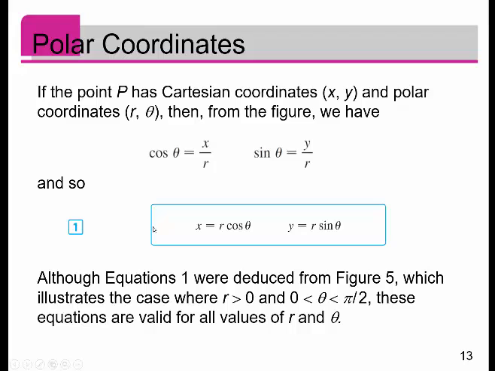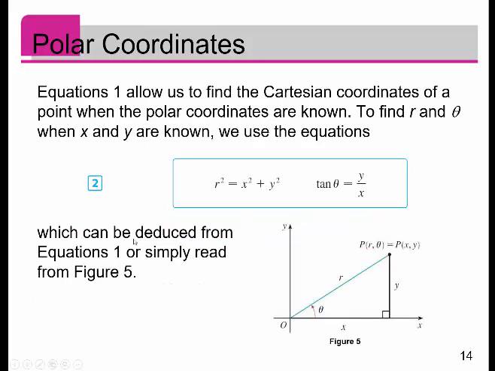All right. So although equation 1 is reduced from Figure 5, which illustrates the case when r is positive and we have an angle less than 90 degrees, these equations actually are valid for any r and any theta. So it doesn't matter if it's greater than 90 degrees or whatever the value of r is. All right, equation 1 allows us to find the Cartesian coordinates of a point when the polar coordinates are known.